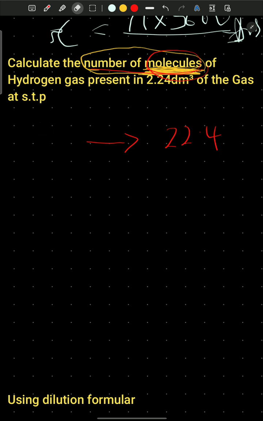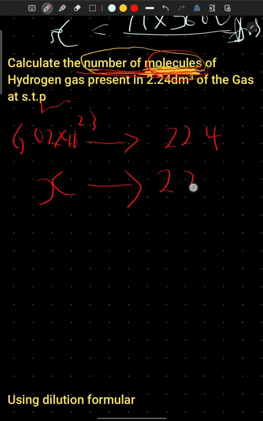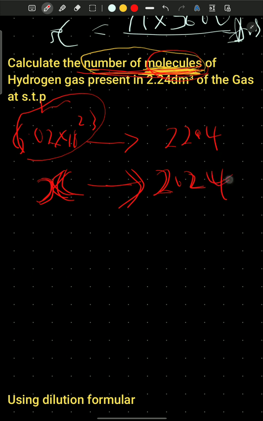And don't forget, what does the 1 mole mean? 1 mole of any substance is equal to 6.02 times 10 to the power 23. Why am I changing to 6.02? It's because it is the number of molecules we need. We don't know the number of molecules that 2.24 will produce. So we know that 6.02 times 10 to the power 23, which is the same as 1 mole or exact molecular mass, produces 22.4, but we don't know the molecules that will be produced by 2.24. So from here, you will then cross multiply.